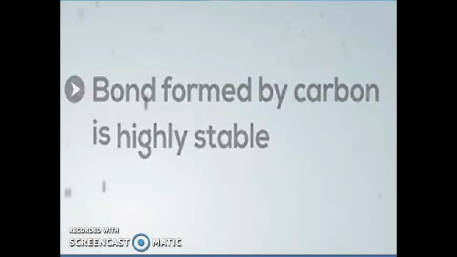Again, the bond formed by carbon is exceptionally strong with the other elements. This is because of the small size of the carbon atom. This helps the nucleus to hold on to the shared electron very strongly. The bond formed by atoms which are larger in size is always weaker.